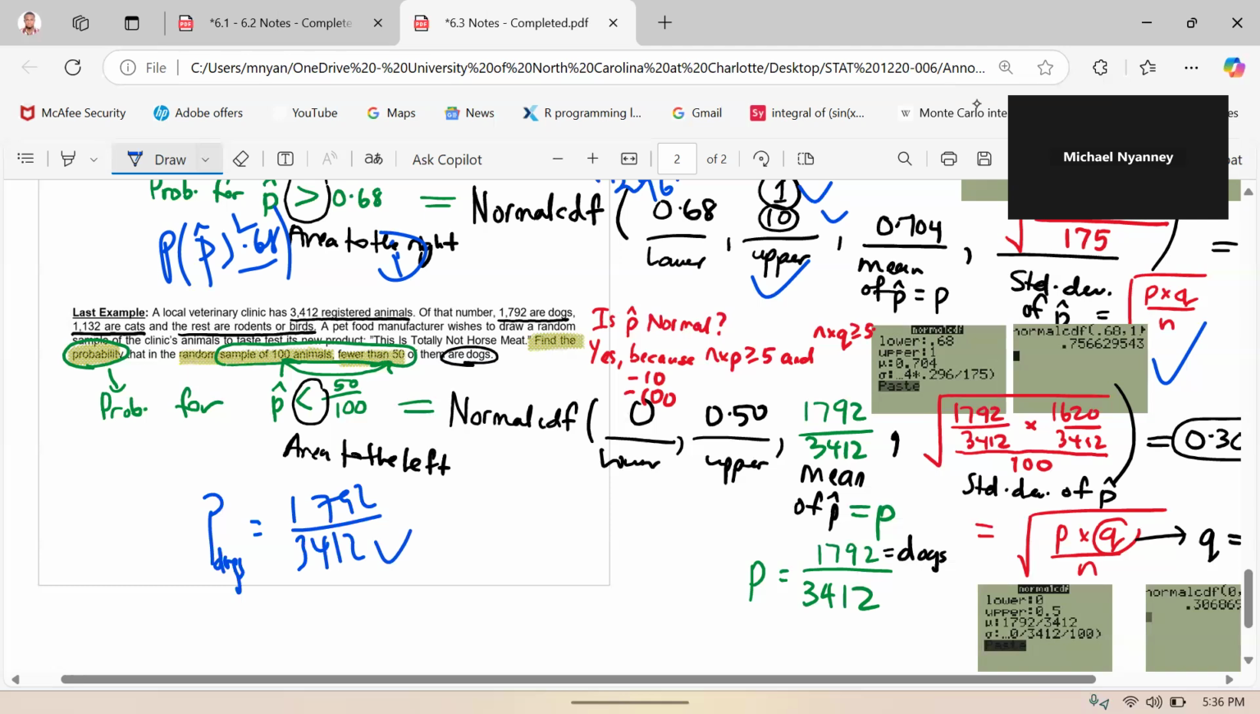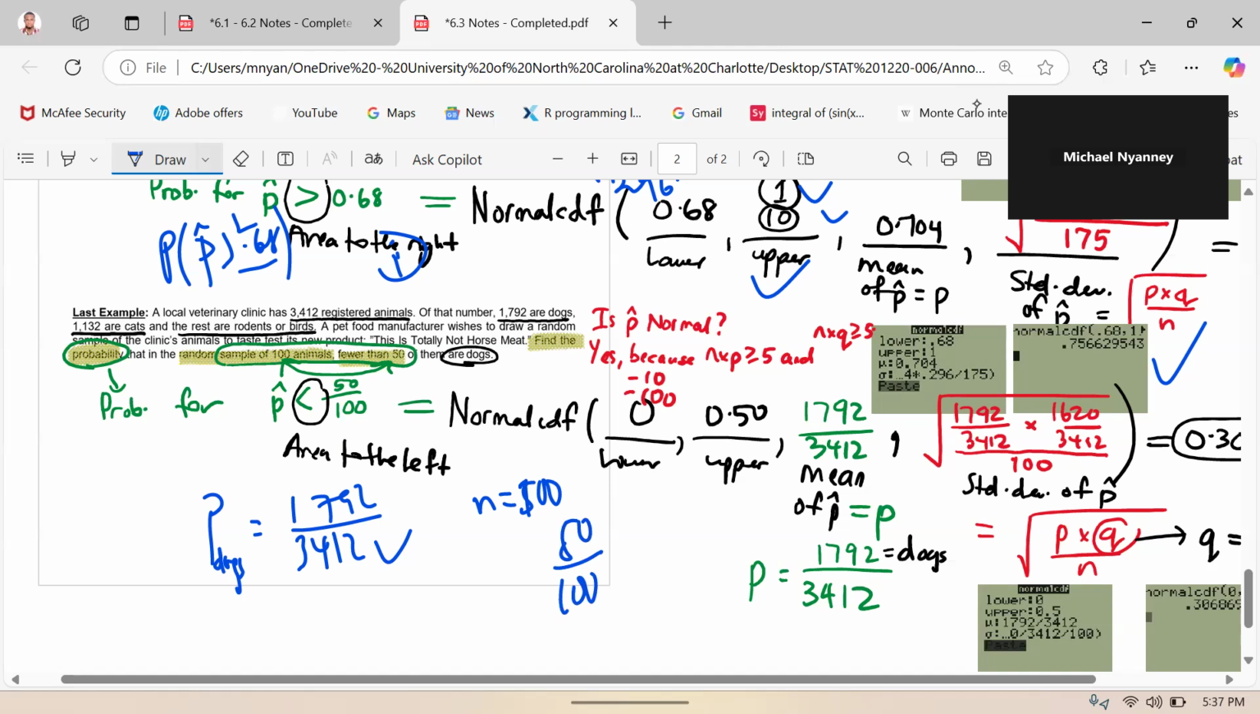But where is our question focused? A pet food manufacturer wishes to use a sample of the clinic's animals to test its new product. This is totally not horse meat. We find the probability that in a random sample of size n equal to 100, you will find that fewer than 50 of them, so 50 out of 100 of these, are dogs.